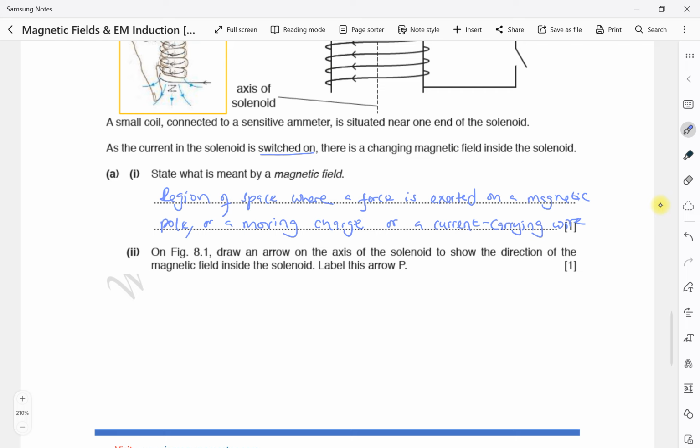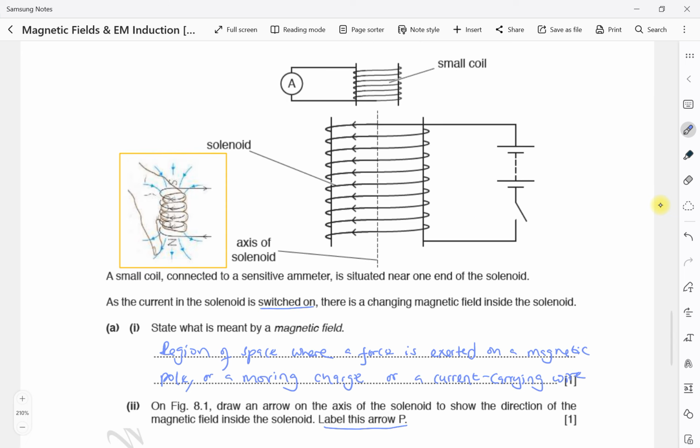On the figure, draw an arrow on the axis of the solenoid to show the direction of the magnetic field inside the solenoid. Label this arrow P. So we just use the right hand grip rule. Imagine gripping your coil in your right hand with the thumb pointing in the direction of the north and the fingers folding in the direction of the current. So where the thumb points is the north end, and the other end is going to be south.